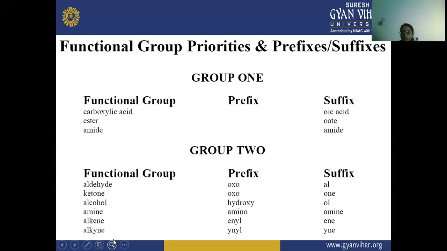So this is your carboxylic acid, which has the suffix -oic acid; in the case of ester, -oate; and in the case of amide, its name is amide. For the functional group aldehyde, the prefix is carbonyl or formyl, and the suffix is -al. Ketone: prefix oxo, suffix -one. In case of alcohol, the prefix is hydroxy, and the suffix is -ol. Amine: amino, -amine. Alkene: alkenyl, -ene. In case of a triple bond, it's -yne.